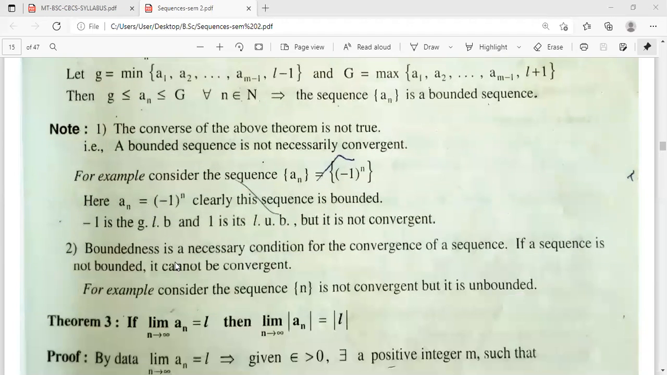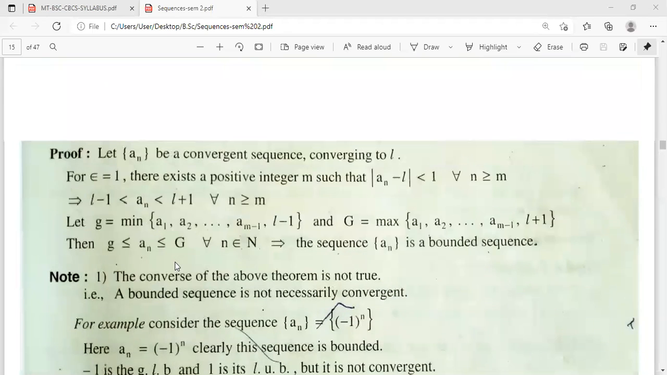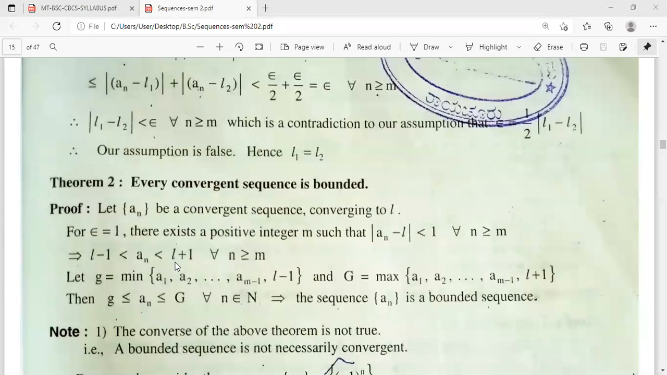The converse of the above theorem is not true. The converse, in the sense that if the sequence is bounded, then it need not be convergent. A sequence may be bounded, but that does not necessarily make it convergent.